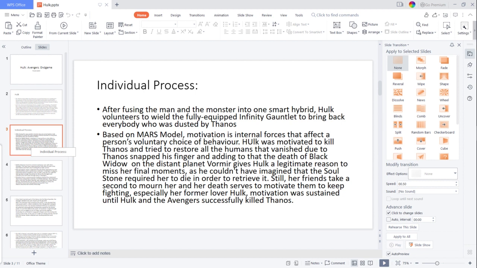Thanos snapped his fingers, and adding to that, the death of Black Widow, played by Scarlett Johansson, on the distant planet Vormir, gives Hulk a legitimate reason to mourn, as he could not have imagined that the Soul Stone required her to die in order to retrieve it. Still, her friends took time to mourn her, and her death motivated them to keep fighting, especially her former lover, Hulk. Motivation was sustained until Hulk and the Avengers successfully killed Thanos.